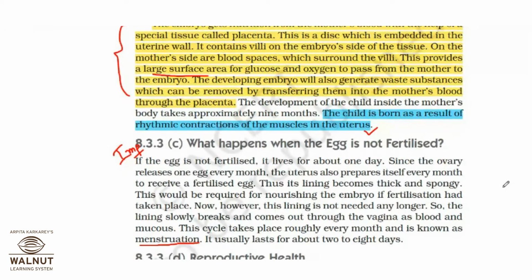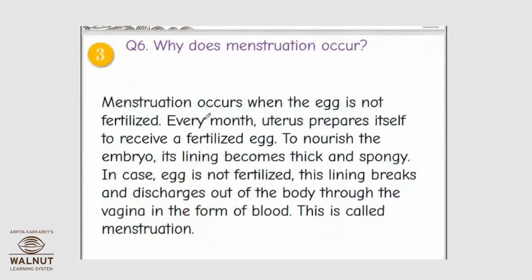Now, however, this lining is not needed any longer. So, the lining slowly breaks and comes out through the vagina as blood and mucus. This cycle takes place roughly every month and is known as menstruation. It usually lasts for about 2 to 8 days. So this is what happens in females: every month the uterus prepares itself to receive a fertilized egg, and if the egg is not fertilized, the lining breaks and sheds off as blood and mucus. This process is called menstruation, which goes on for 2, 3 or maybe 8 days, depending.